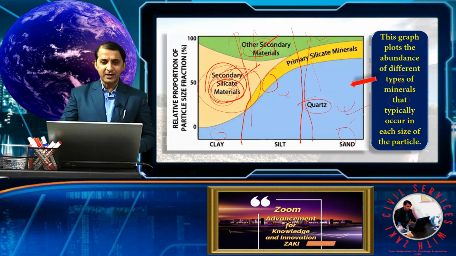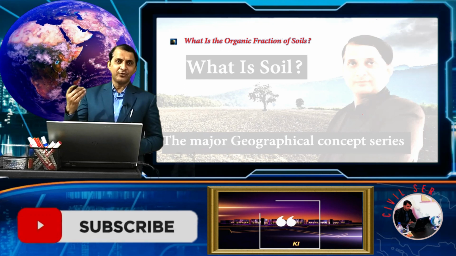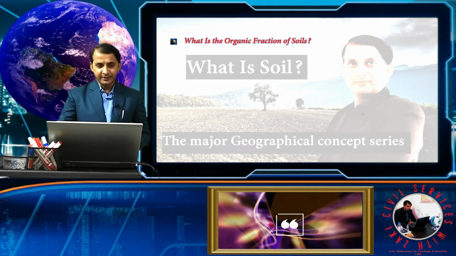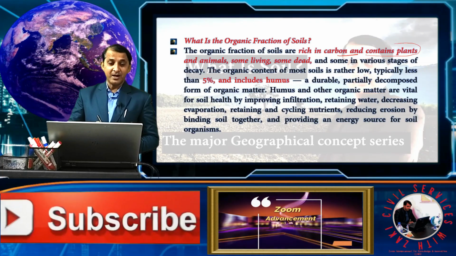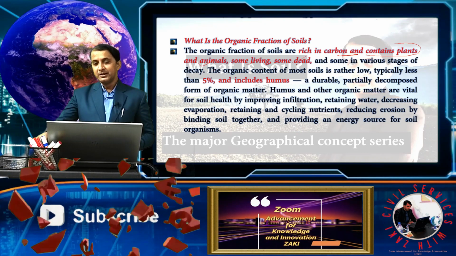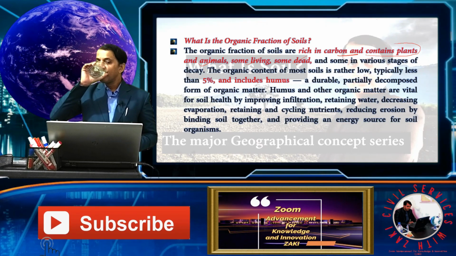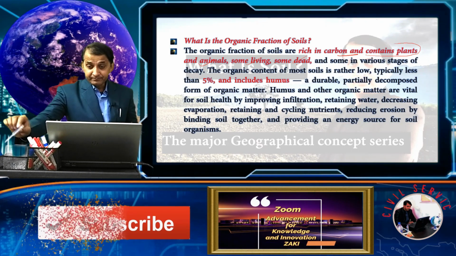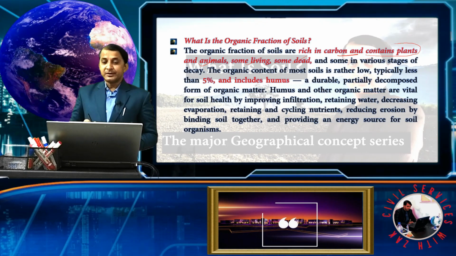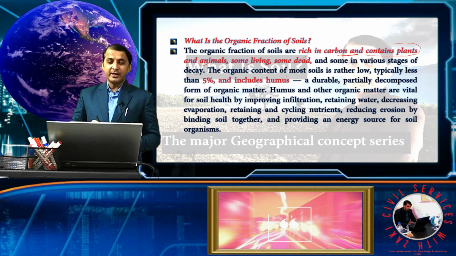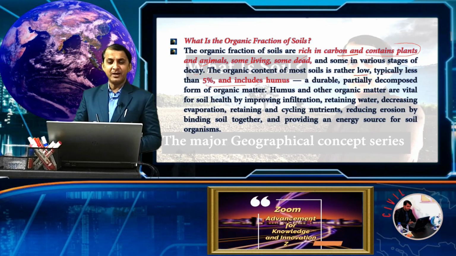So we move forward and see another thing. What is the organic fraction of the soil? First we saw minerals, and second is the organic. Organic fractions of soils are rich in carbon and contain plants and animals, some living and some dead, in various stages of decay. The organic content of most soil is rather low, typically less than 5%, and includes humus.